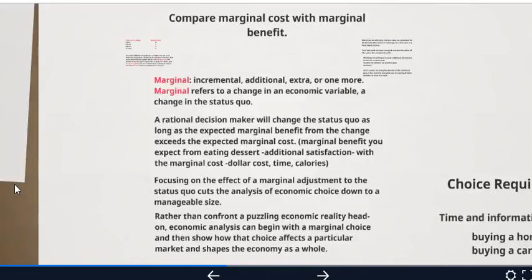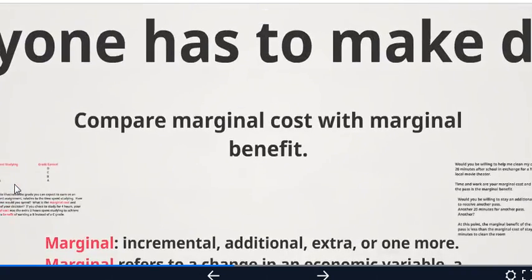Okay, rewind a little bit. Actually, we haven't gone through marginal cost yet, so let's define it. So marginal means incremental, additional, extra, one more. That's marginal. Marginal also refers to a change in an economic variable, a change in the status quo. I'm going to pause for a second and go up here.